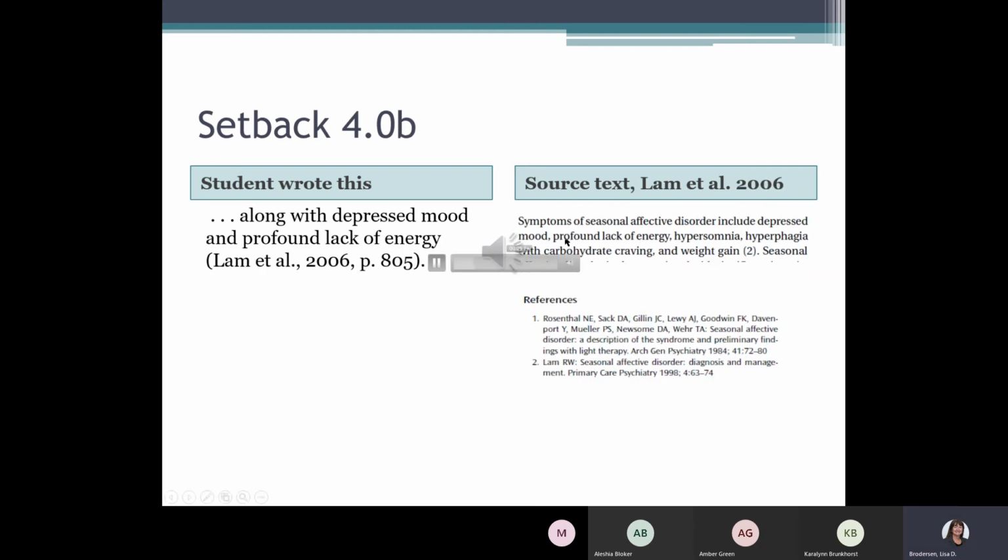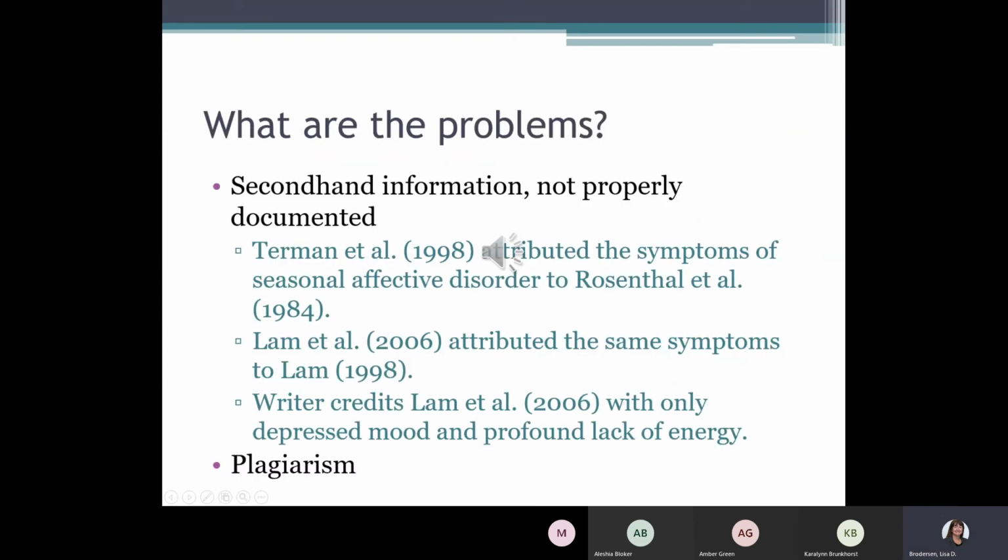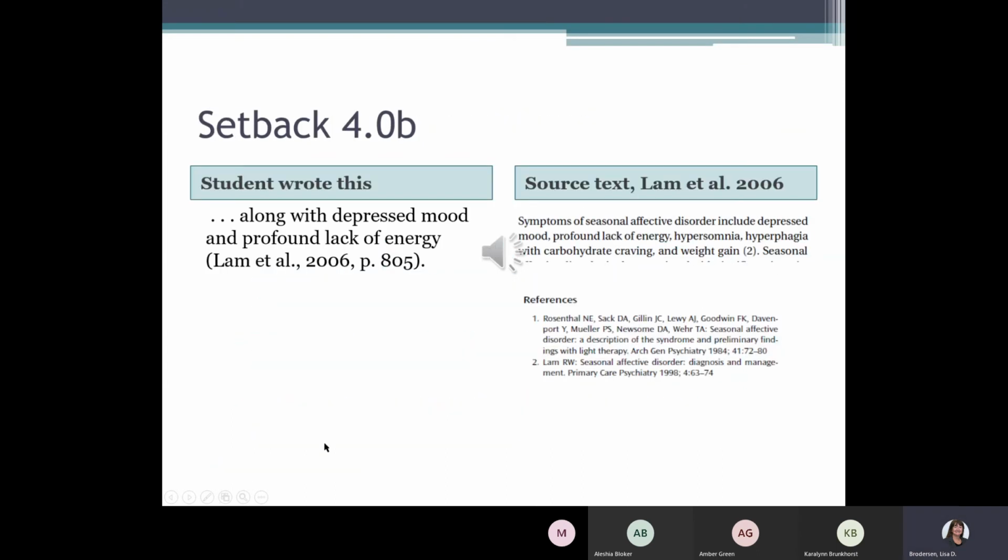And this is the part of the source text that matches what the student wrote. Symptoms of seasonal affective disorder include depressed mood, profound lack of energy, hypersomnia, hyperphagia, and carbohydrate craving and weight gain. Source two, in this instance, matches Lamb's article about seasonal affective disorder, how to diagnose and manage it.